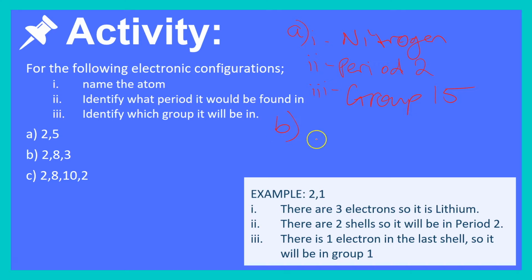Now B. Similar thing, working out which element it is. I'm going to add them together. So I've got 13. 13 electrons means 13 protons. So I'm going to look for number 13, and that happens to be aluminium. Its period is 3 because I can see my electrons are split into 3 groups. That must mean 3 shells, so period 3. And finally, 3 is my last number. So again, like the other one, I'm going to add 10 onto that to get my group number, and that's going to be group 13.